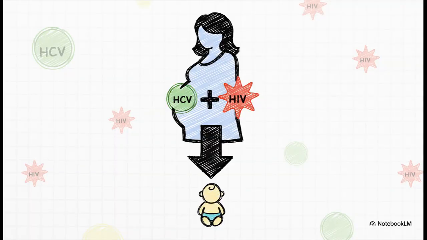And speaking of vertical transmission, here's a critical point. You have to know the mother's HIV status. If she is co-infected with HIV, that risk of passing hepatitis C to her baby goes up significantly. It's a major risk multiplier we have to consider in antenatal care.